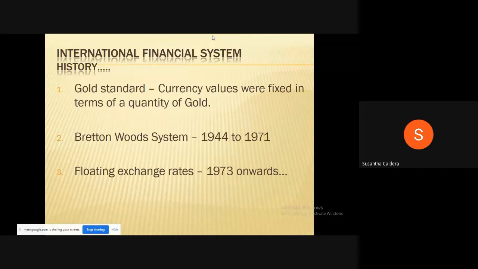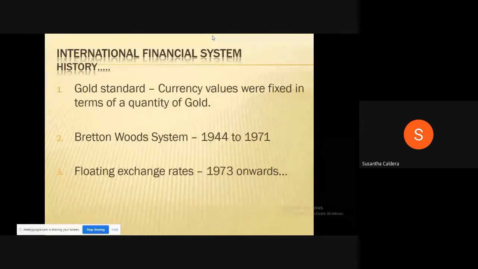So based on their strength only, the currency rates were determined, right? Then after the Second World War, again the countries met at Bretton Woods, right? Bretton Woods is a city in New Hampshire province in America, right?